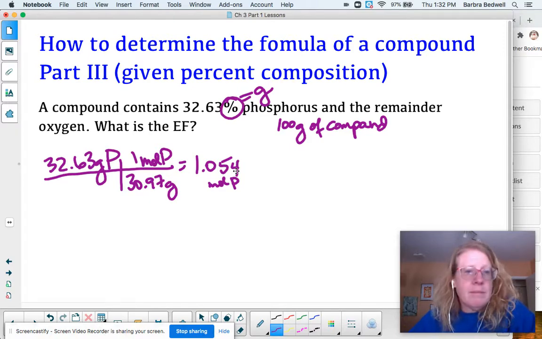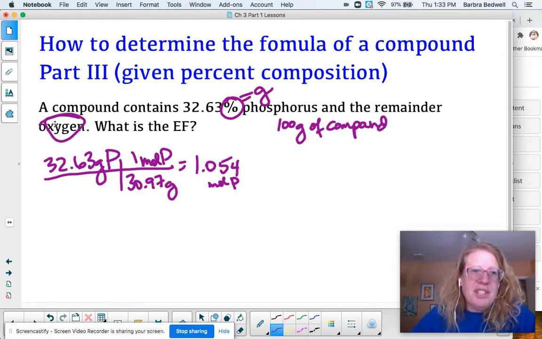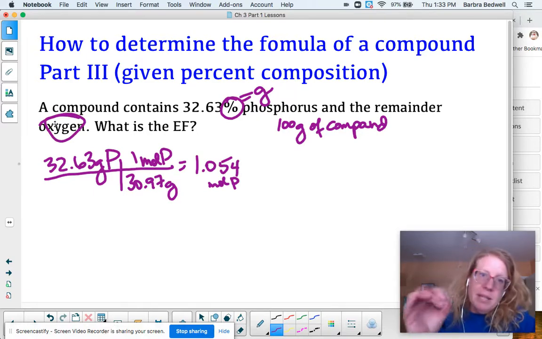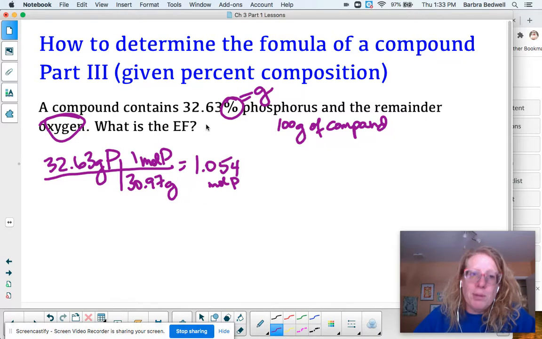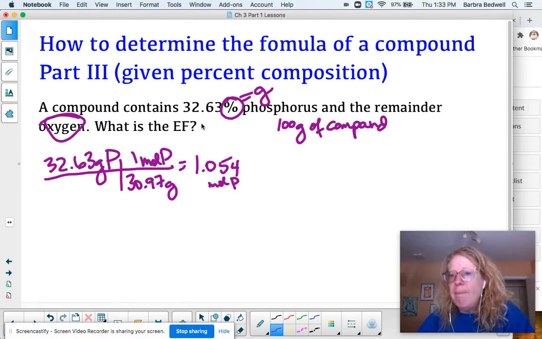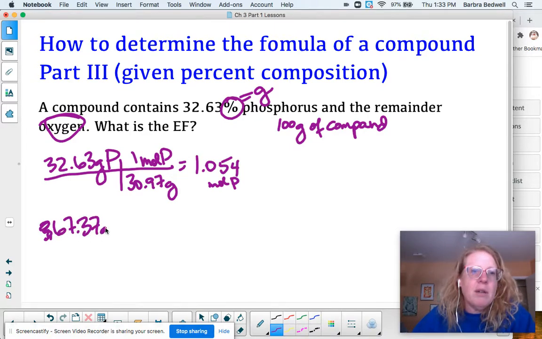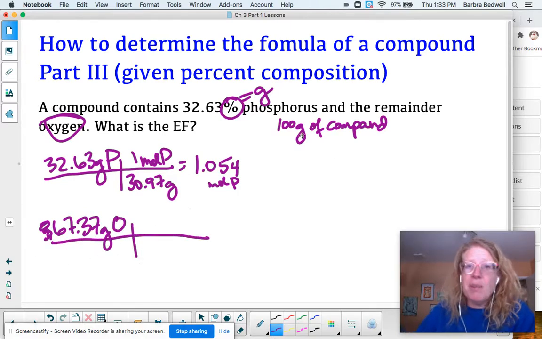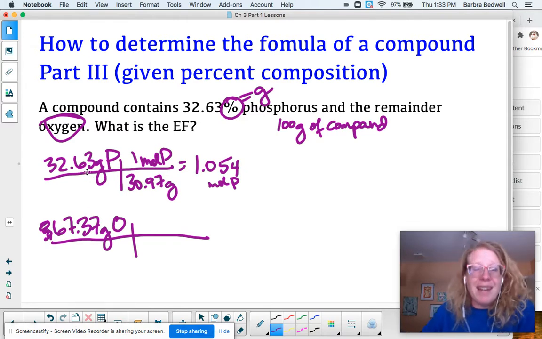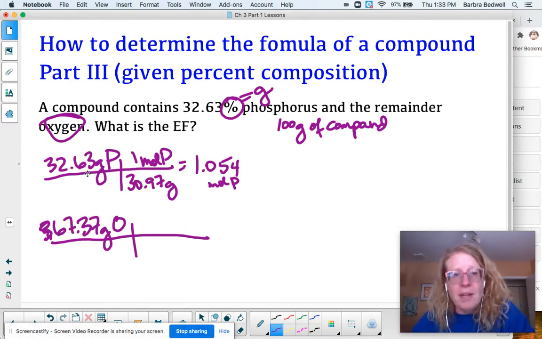Now what? Well, we're missing the other element, so we have to deal with the oxygen. How much oxygen is in there? Again, a basic little trick: if you know this thing is 32% phosphorus, the remainder has to be oxygen. So you just do 100 minus 32.63 to give you your remaining mass, the remaining percent, 67.37. Oops, hold on, sorry. 67.37 grams is oxygen. Again, if we've got a 100-gram sample and 32 of those grams are phosphorus, then I can simply subtract. Sometimes you can just read the problem and find that information in there.